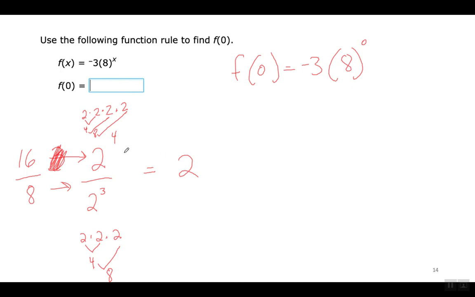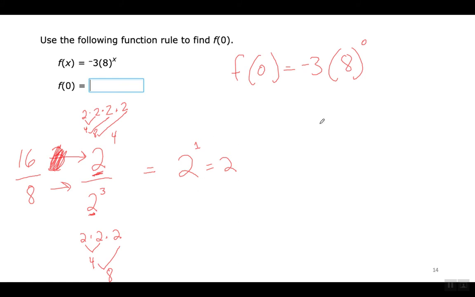Now, another way you could have done that is when you have the same base. The base is this big number. The base is the 2. When you have the same base and you're dividing, you could just subtract their exponents. 4 minus 3 is 1, and 2 to the 1st power equals 2.